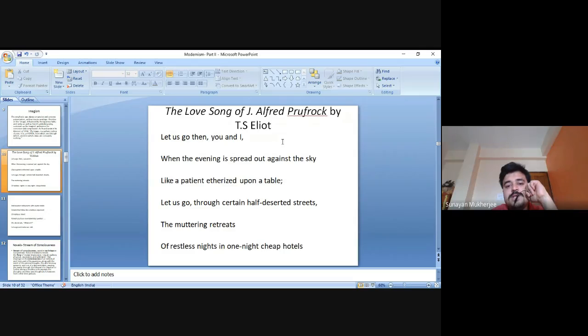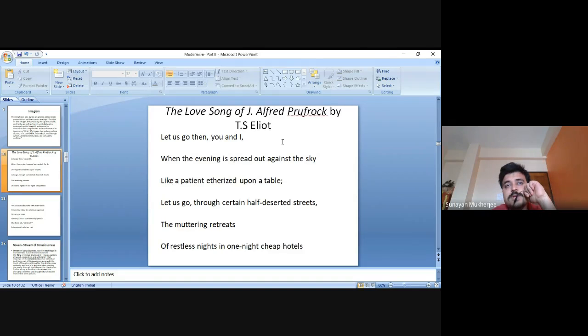When the evening is spread out against the sky. Just see how he uses the line. Evening is spread out against the sky. You spread out a sheet of paper on a table. Just feel the image, what we discussed so far, the imagism, the vortex of ideas. When the evening is spread out against the sky. And how is the evening spread out? The third line comes as a jolt, like a patient etherized upon a table.